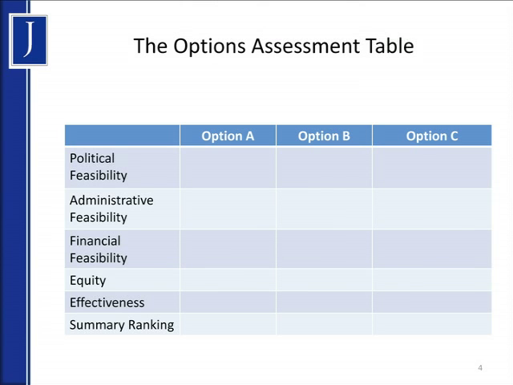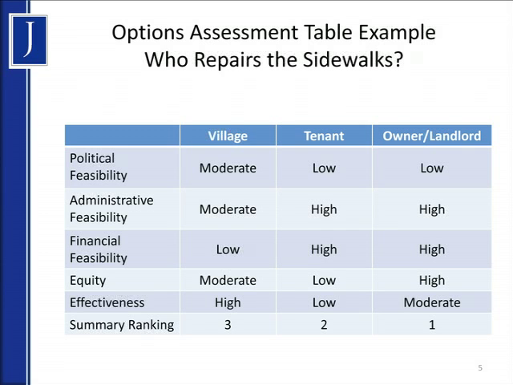In completing your options assessment, you should develop a table. The options should be specified across the top in the columns, and the dimensions of assessment should be specified in the rows going down the side. In this hypothetical scenario, a village is considering changing policy as to who is responsible for maintaining sidewalks. This simple analysis rates each option on the 5 basic dimensions and then summarizes the overall result of the assessment.